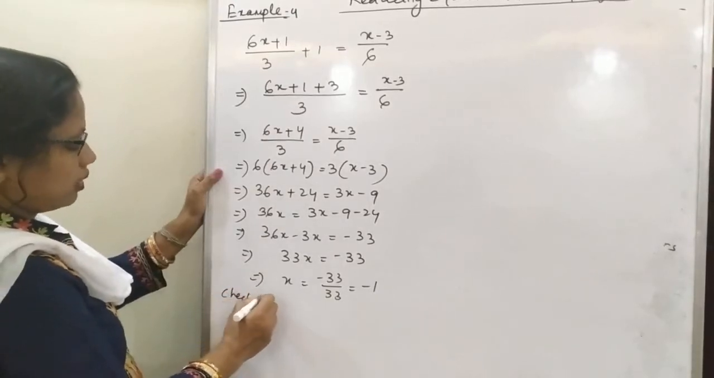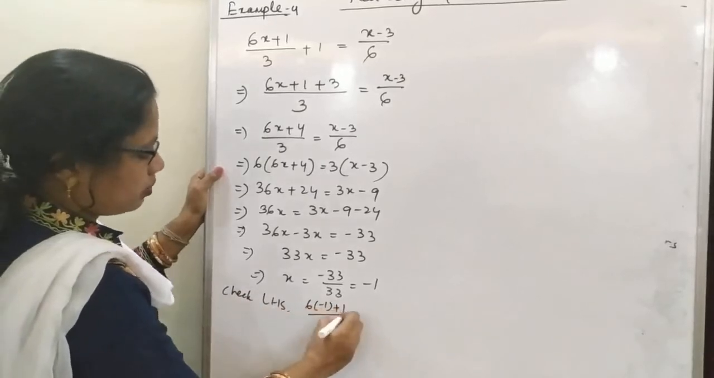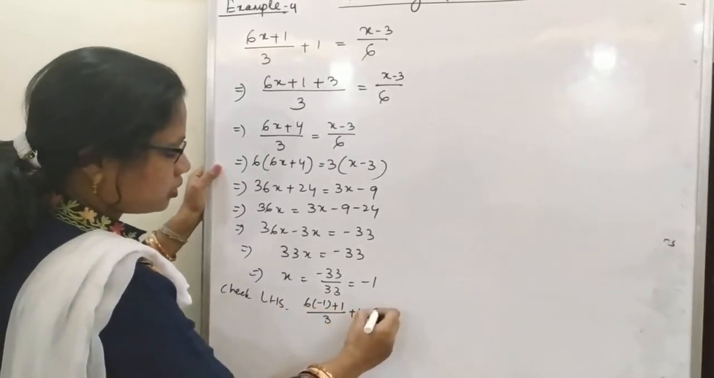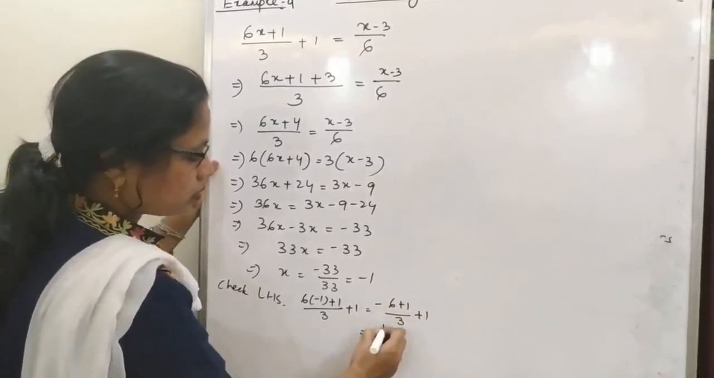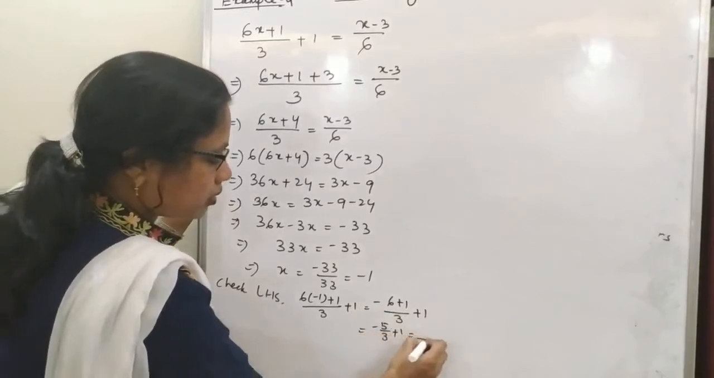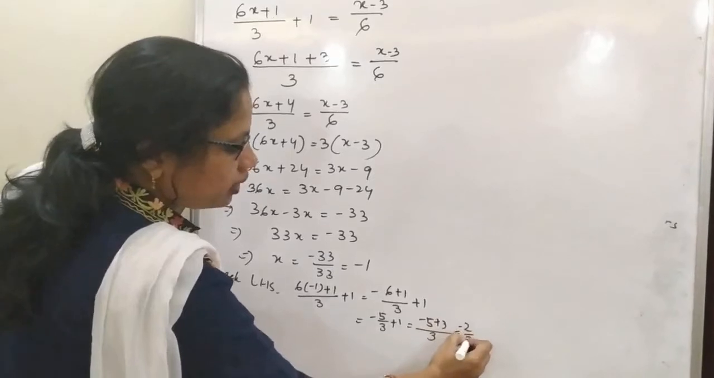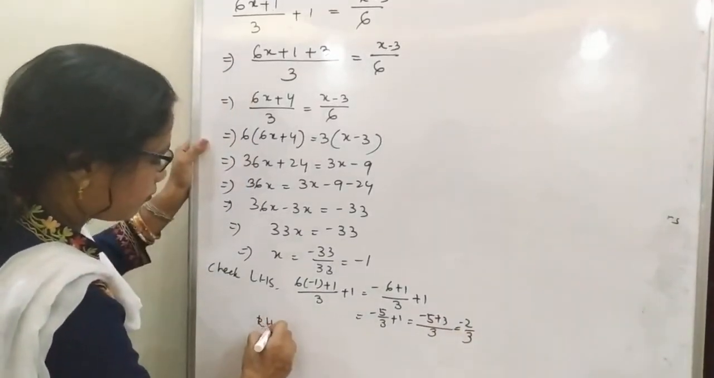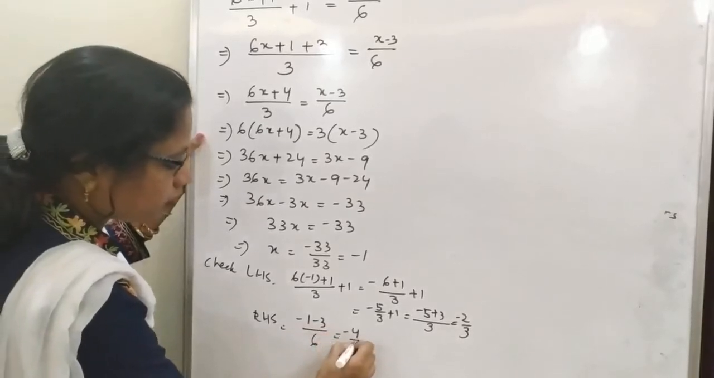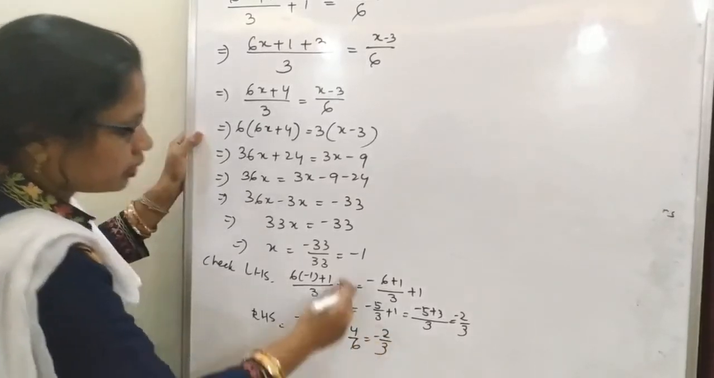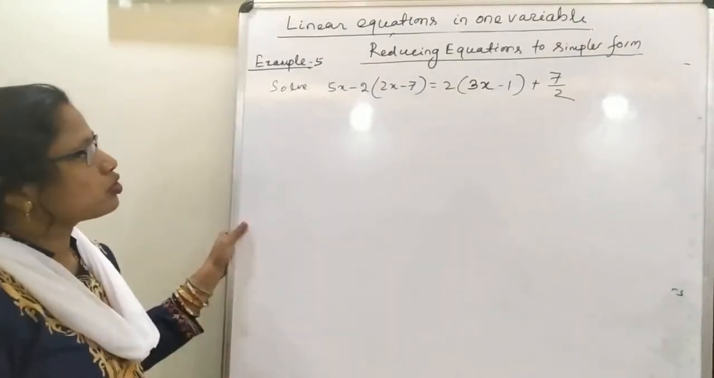So check LHS: (6 multiplied with minus 1 plus 1) by 3 plus 1. So this is equal to (minus 6 plus 1) by 3 plus 1. So this is equal to minus 5 by 3 plus 1, which is (minus 5 plus 3) by 3. So this is minus 2 by 3. Then RHS is equal to (minus 1 minus 3) by 6, minus 4 by 6. This is equal to minus 2 by 3. So here LHS is equal to RHS. Let us solve the next question.